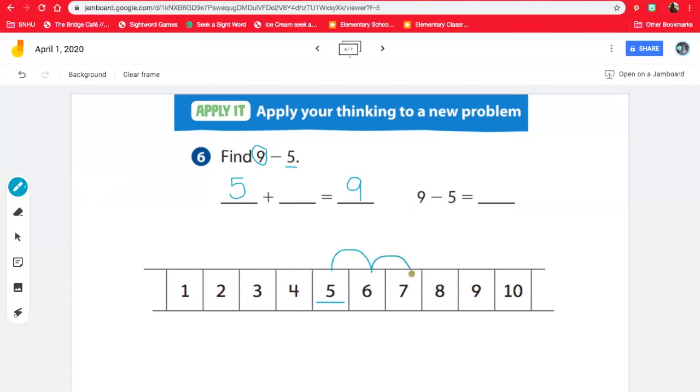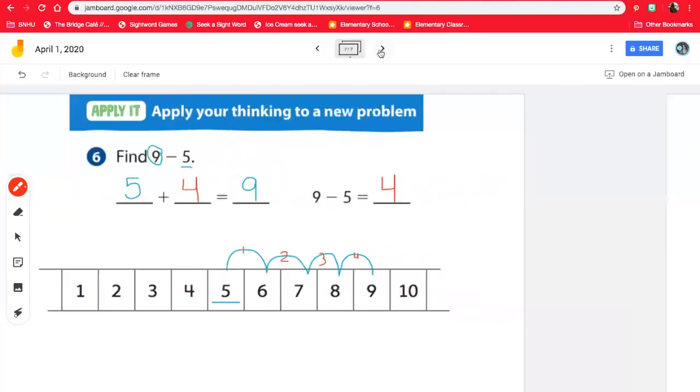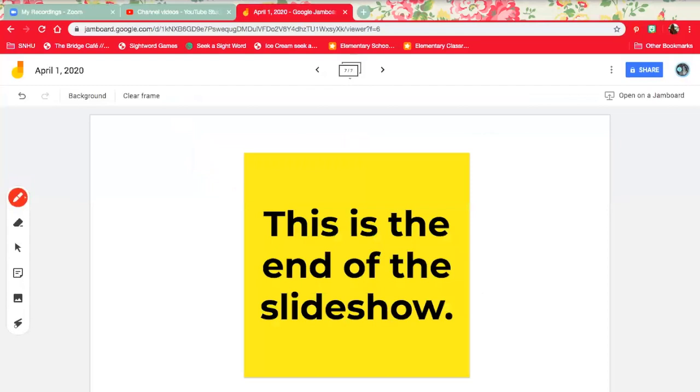6, 7, 8, 9. How many jumps did I make? We have 1, 2, 3, 4 jumps. So that means 5 plus 4 equals 9. 9 take away 5 would also equal 4. And that is the end of our slideshow.